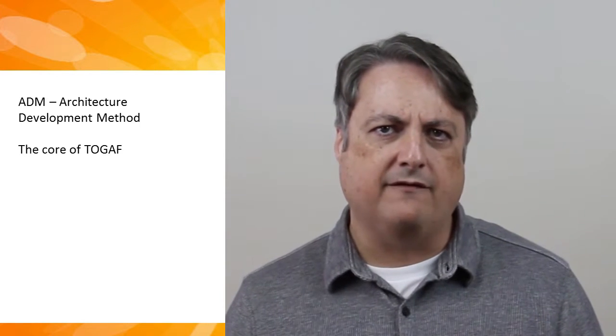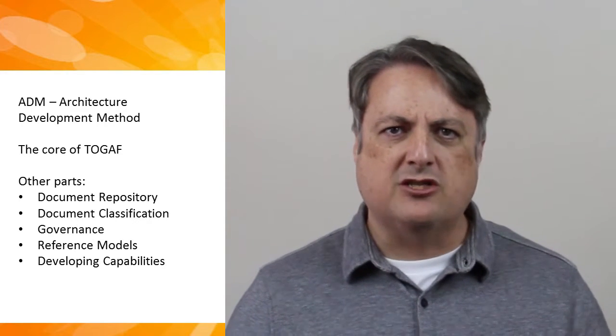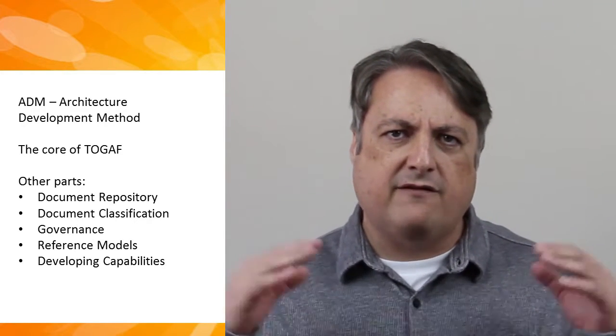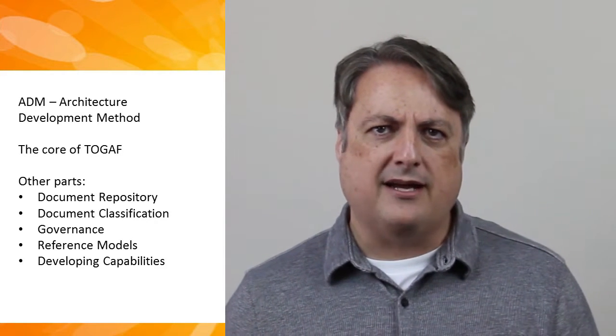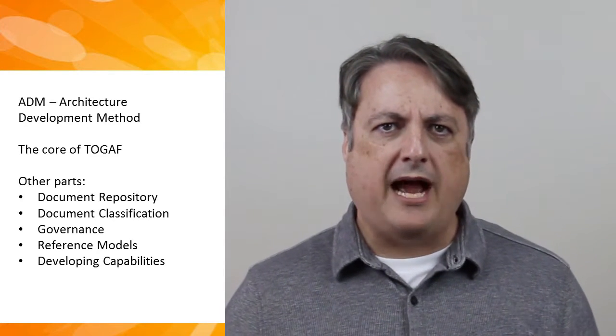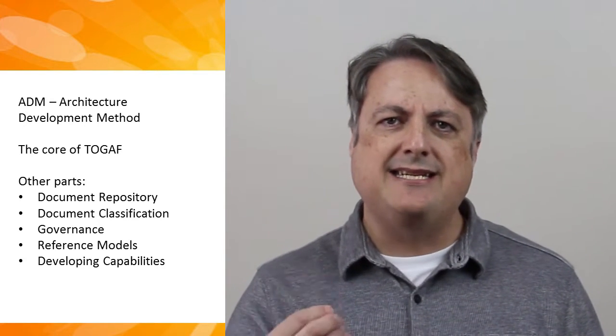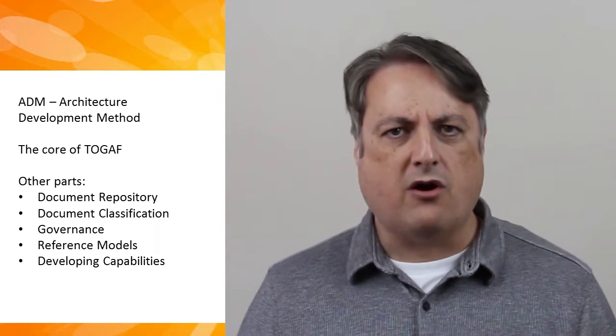TOGAF defines the future state of the enterprise, what it calls the target architecture, using a process called the ADM, the Architecture Development Method. The ADM is the central thesis, it's the core, it's the heart of TOGAF. TOGAF contains a lot of other things to support this process, like a way of storing and classifying documents, a governance model, reference models, and a way of developing other architecture capabilities, among many more. So you'll have to understand all of that eventually. But the first thing to understand is that there is a process for defining an enterprise architecture.